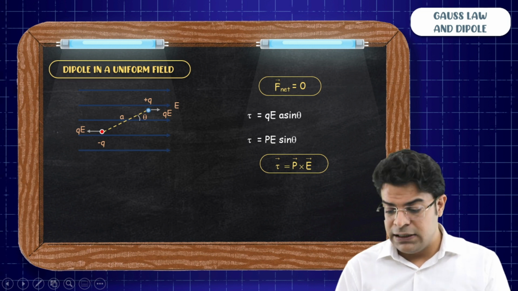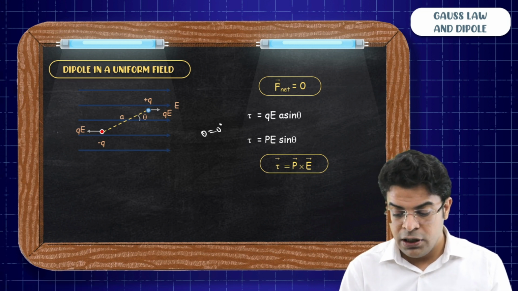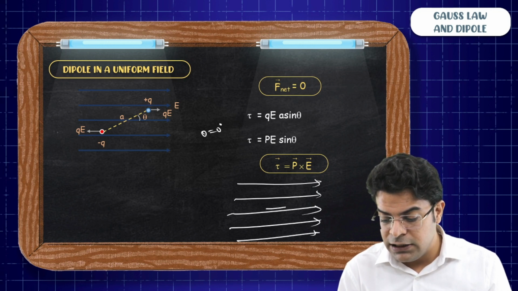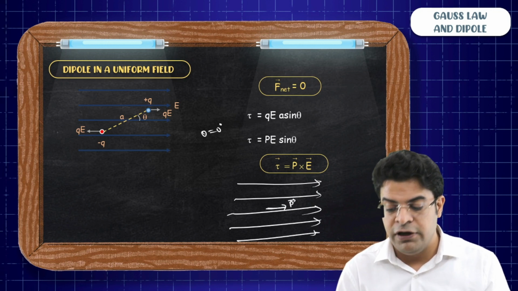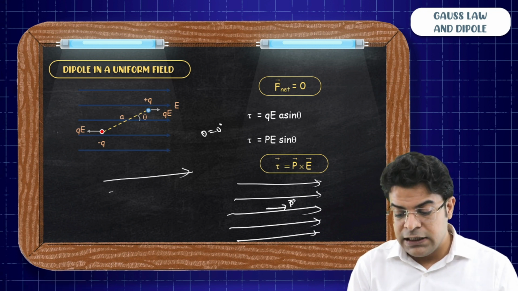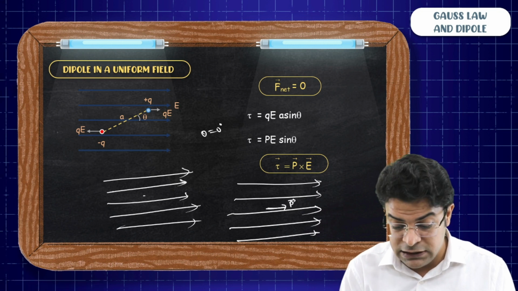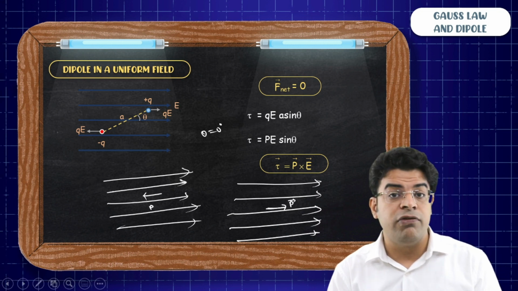When I say that theta equals 0 degree, it means that the dipole moment vector is in the direction of the electric field vector. And when I say that theta is 180 degree, it means that the dipole moment vector is in the direction opposite to the electric field vector.